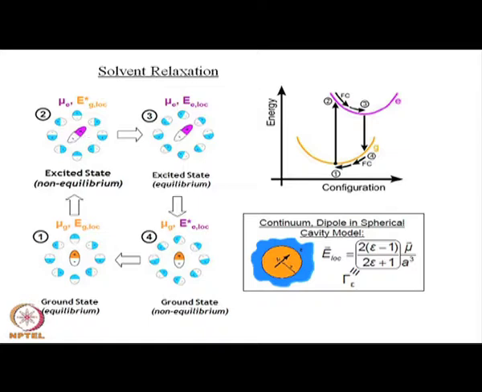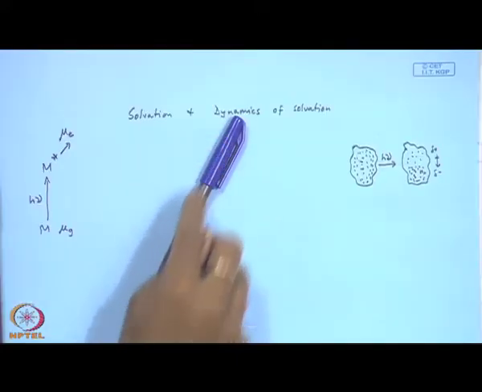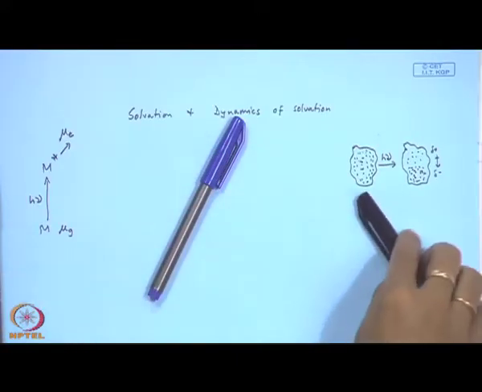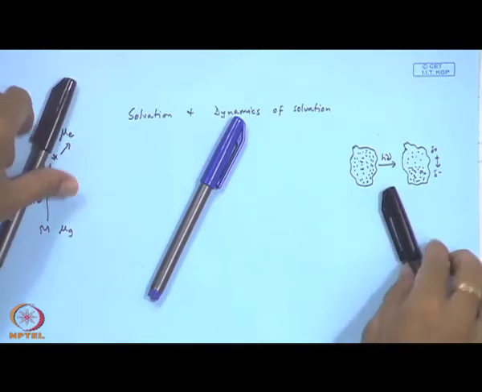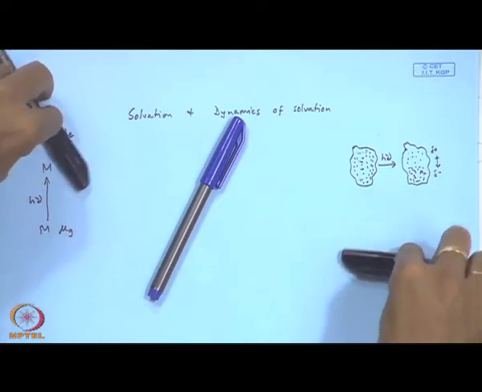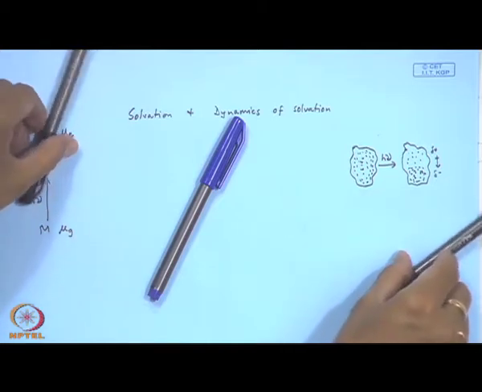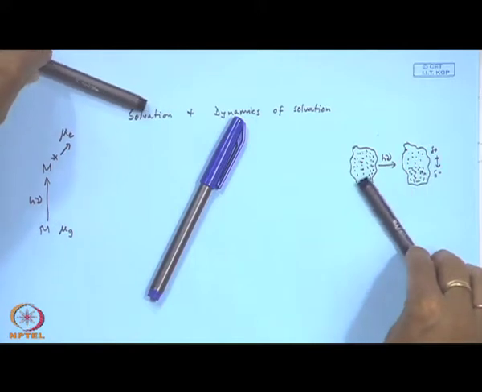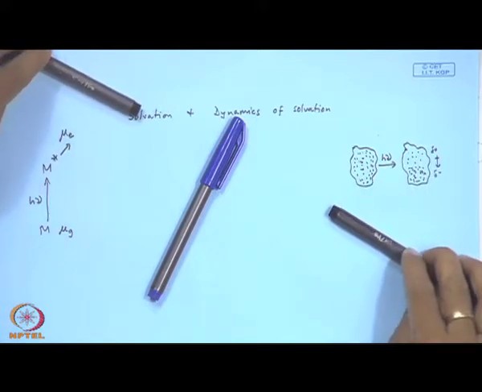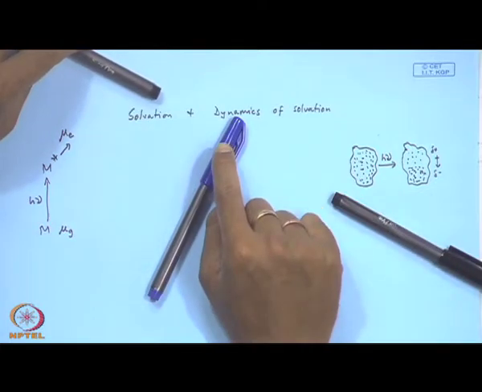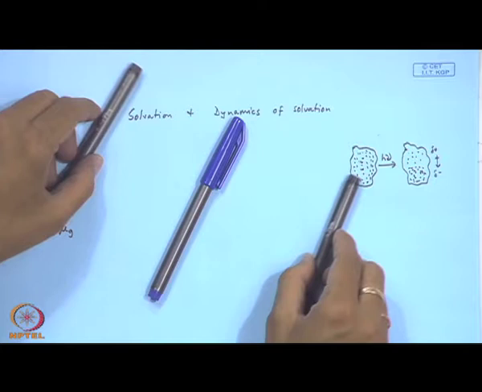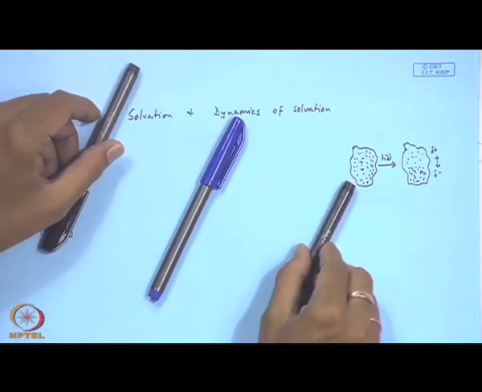So, what will happen after this, within the lifetime of this dipole? Suppose this is your dipole that is created, and suppose you have other solvent molecules, say these are the solvent molecules like this. It will try to orient, like this, to get a minimum energy configuration. Say this is your minus side and this is your plus side, so maybe this way they will tend to orient themselves.